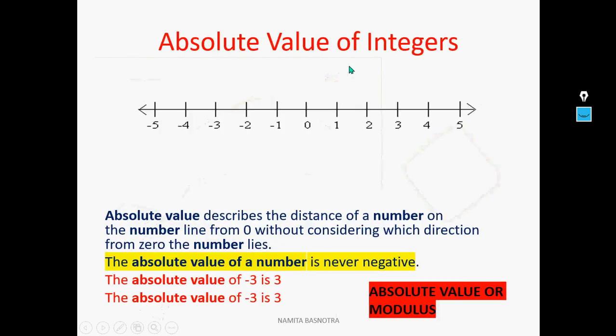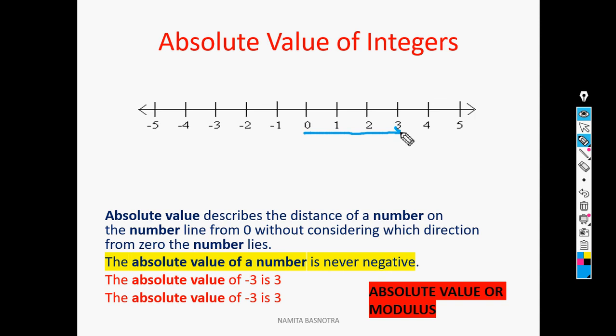So absolute value of integers describes the distance of a number on the number line from 0 without considering which direction from 0 the number lies. Now what does that mean? It means that from 0, if I have to go up to 3, the distance from 0 to 3 is this much. And at the same time I would want to know how far is minus 3. So the distance from 0 to minus 3 is this much. So it only considers the distance. It is not bothered about the direction, whether you have gone to the left side or right side. It just wants to know the distance.